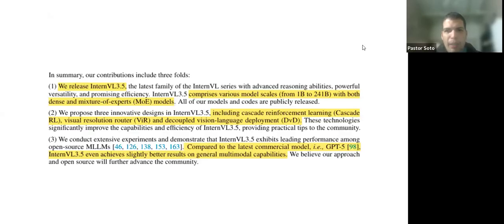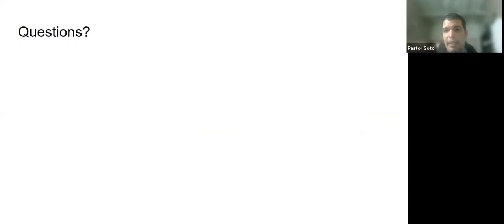Okay, so they have three main contributions. The first one is the release of the InternVL 3.5 series, a series of models that goes from 1 billion to 241 billion parameters, in both dense and mixture-of-experts models. Also, they include cascade reinforcement learning, the visual resolution router, and the decoupled vision-language deployment. And they are able to compete with the available commercial models like GPT-5. So that was the main addition that they have.